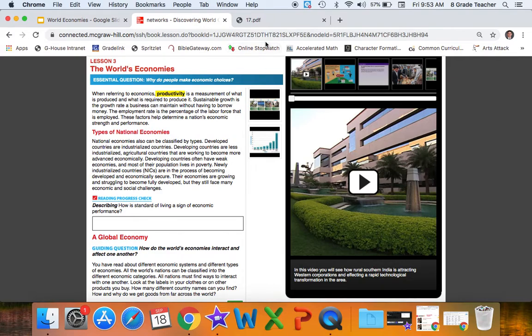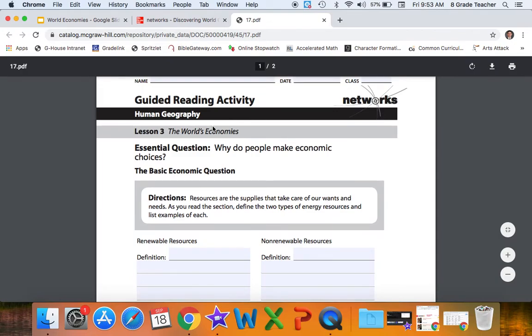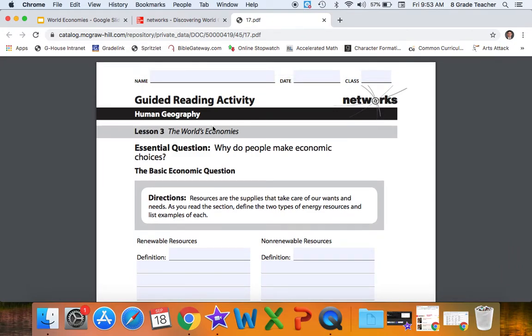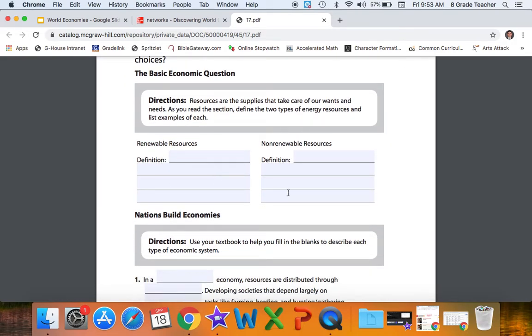Now that we have those 3 things that we are looking for, I want to make sure that you have your note page in front of you and that you know what you're going to be doing in each of those 3 note sections. In the first section on the basic economic question, the directions ask you to use the resources or supplies that take care of our wants and needs. As you read this section about those resources, define 2 types of energy resources and list examples of each. Renewable resources, find my definition. Non-renewable resources, find that definition.